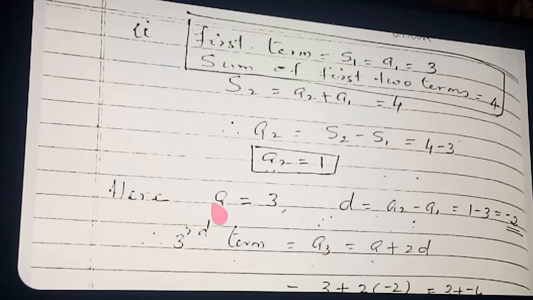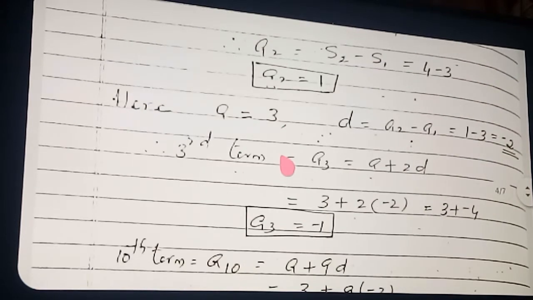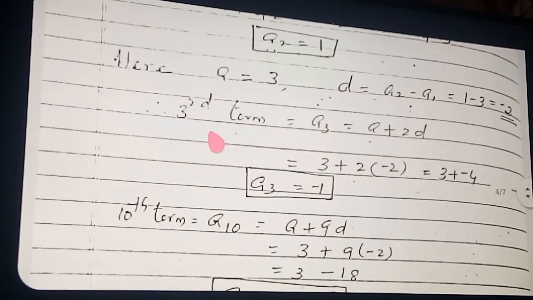Now, first term A is equal to, you know already, 3. See here, first term. And D, common difference, we find out as A2 minus A1. So A2 minus A1: A2 is 1 and A1 is 3. So 1 minus 3 means minus 2. Now you got the first term and common difference. So any number of terms you can find. I hope this will be easy for you. You can do any method.